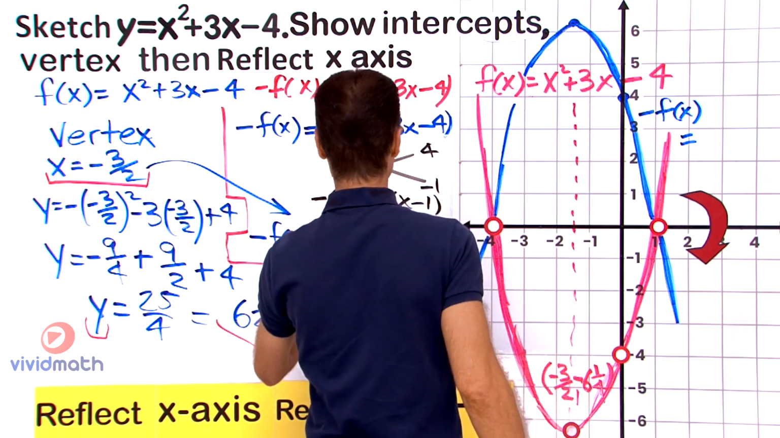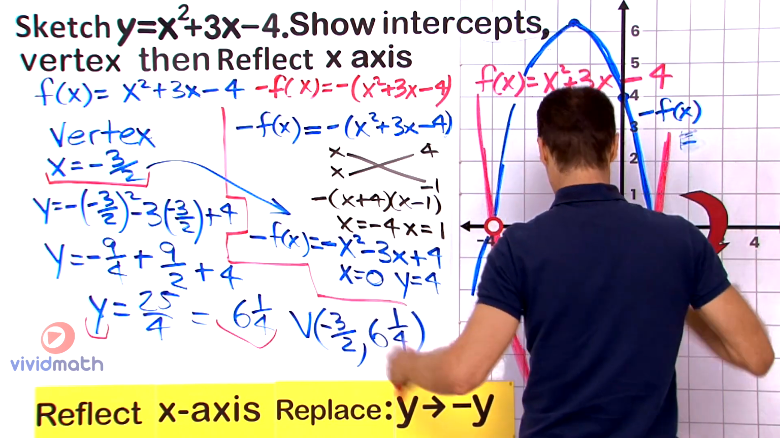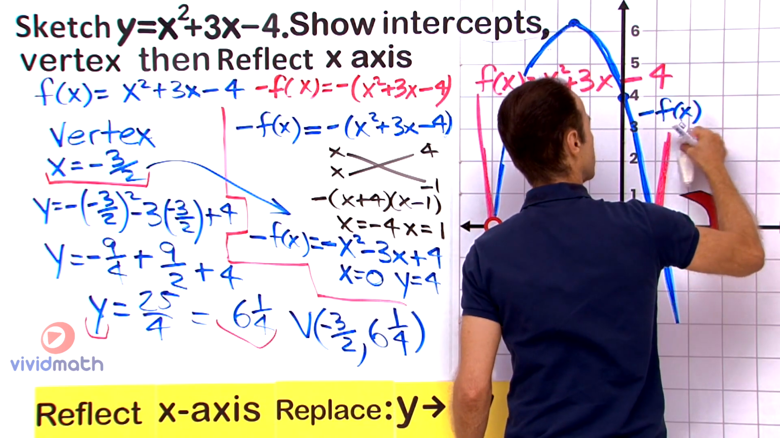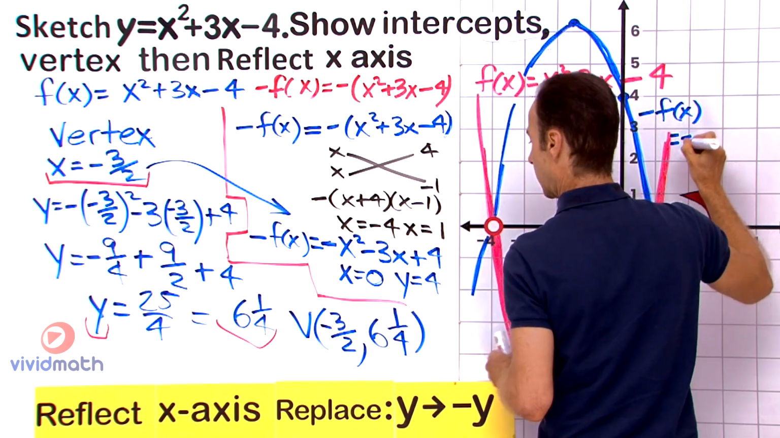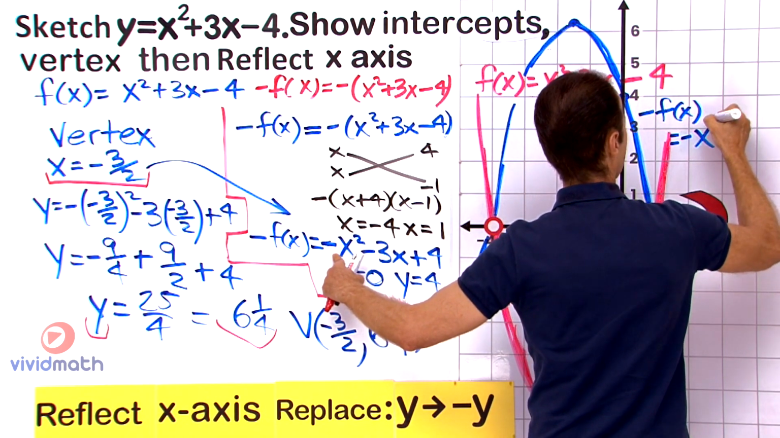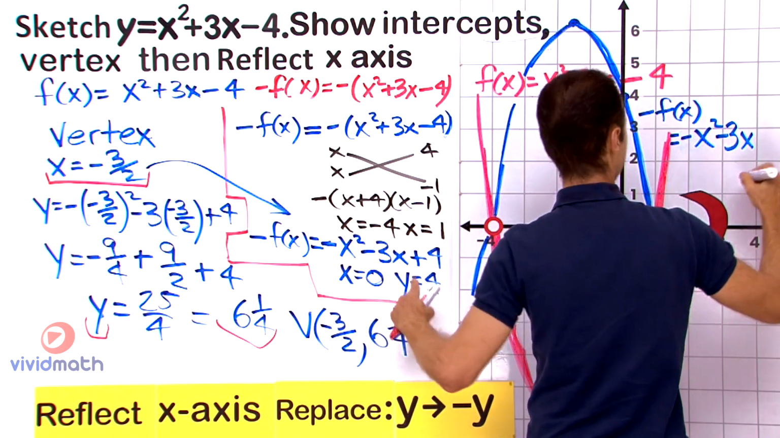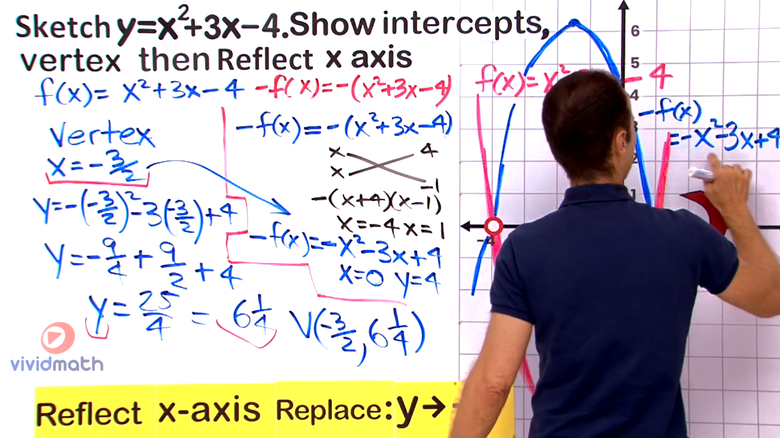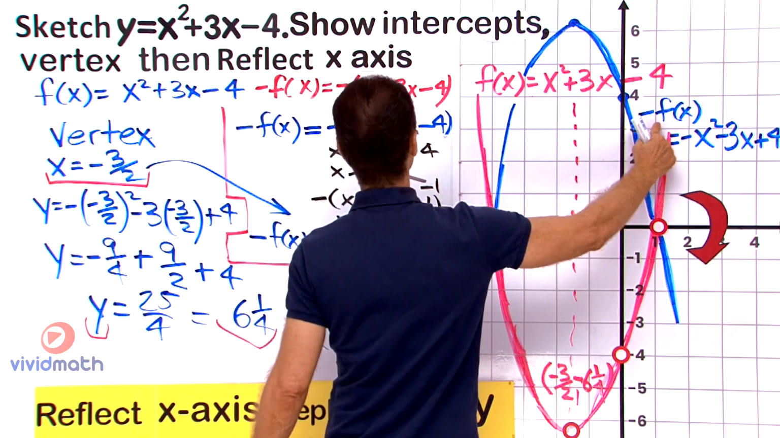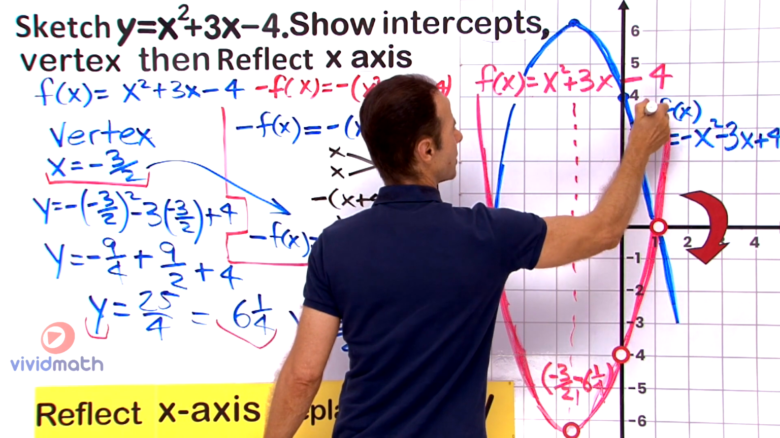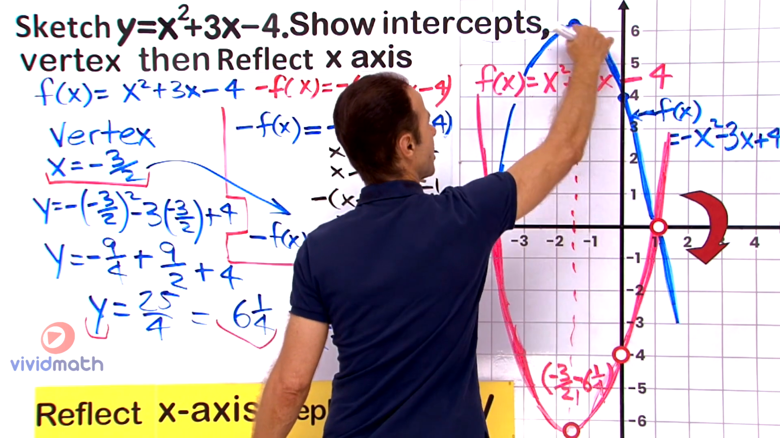Negative function x equals negative x squared. Let me just move this over to the left. Which equals negative x squared minus 3x plus 4. That is negative function x, negative function there, and that's right there. So there it is right there.